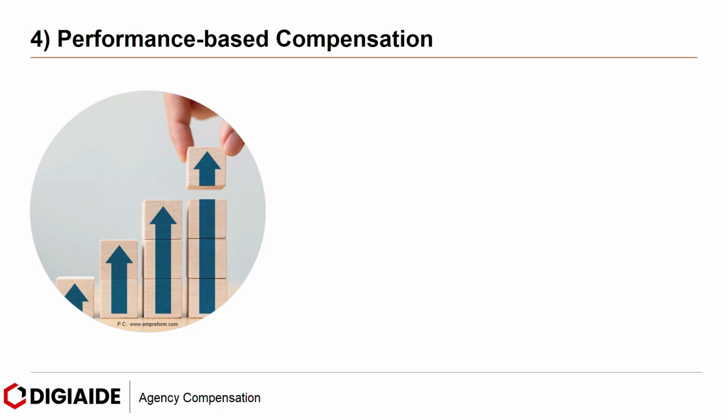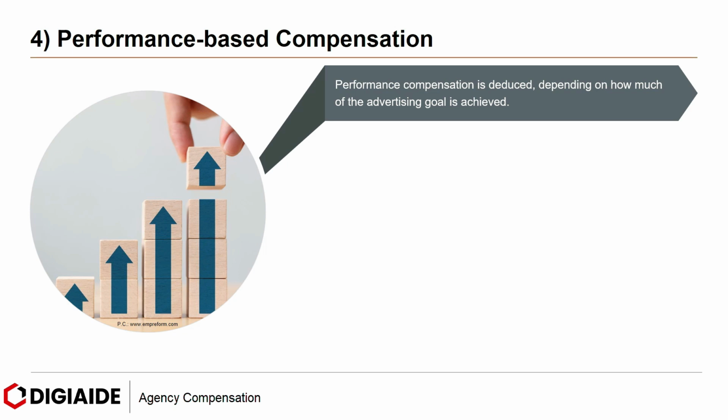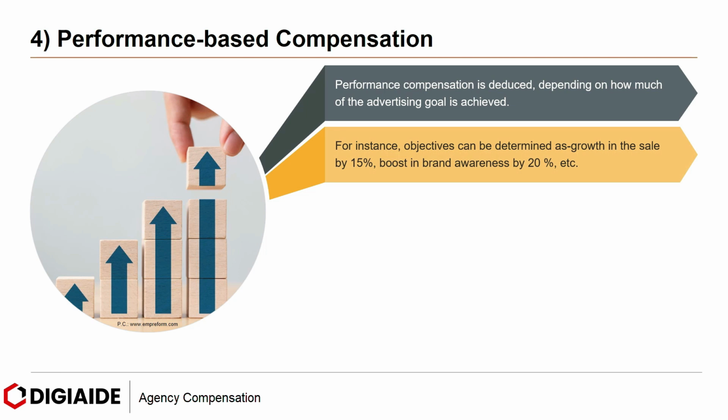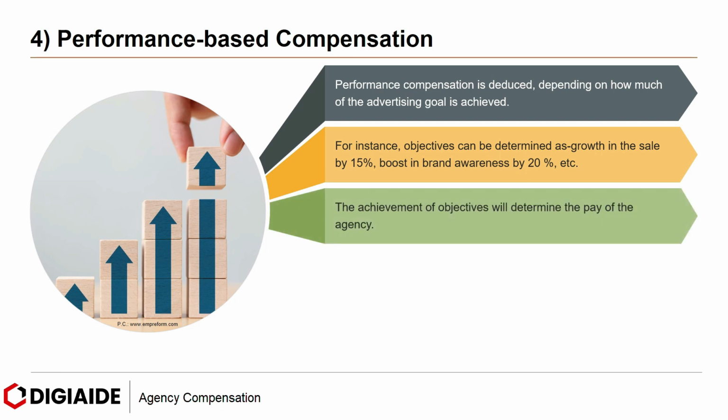Next, and the final one, performance-based compensation. Performance-based compensation is determined depending on how much of the advertising goal is achieved. For instance, objectives can be set as growth in sales by 15% or a boost in brand awareness by 20%, etc. The achievement of objectives will determine the pay of the agency.